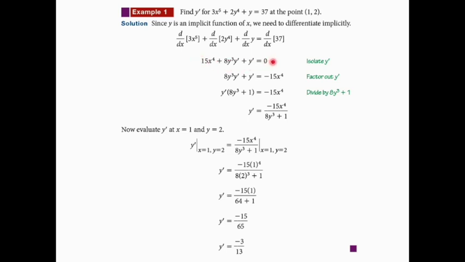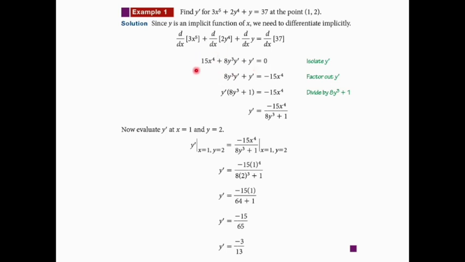Once I've taken the derivative implicitly, now we have to solve this for y prime. We're trying to find the derivative of y, and I've got a y prime here, and I've got a y prime here. So in order to solve for y prime, we're going to put anything that has a y prime in it on one side of the equation, and then anything that doesn't have a y prime in it on the other side of the equation.